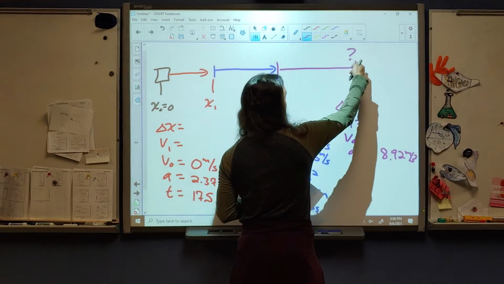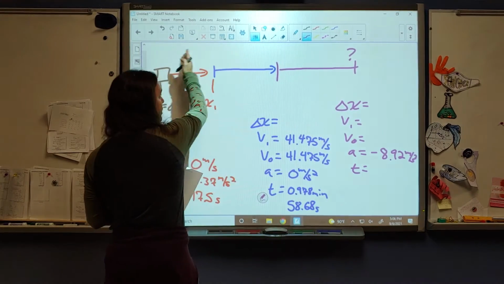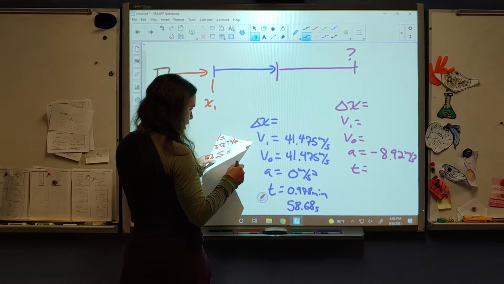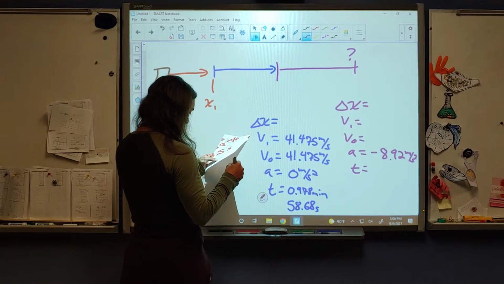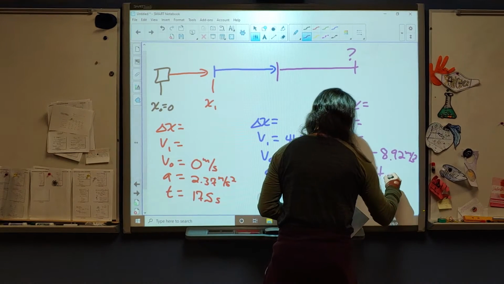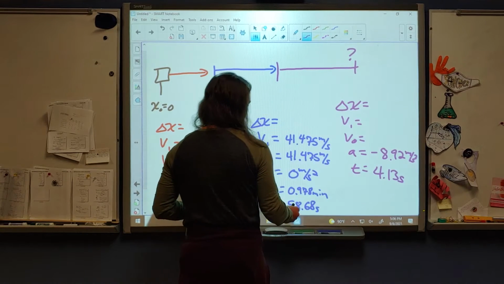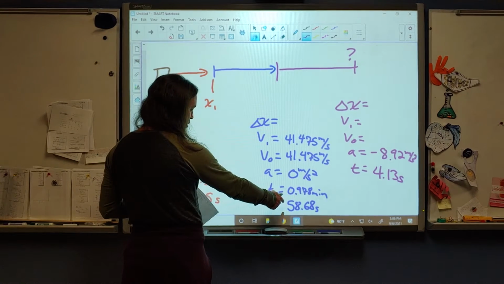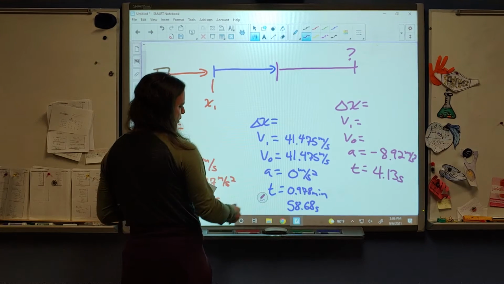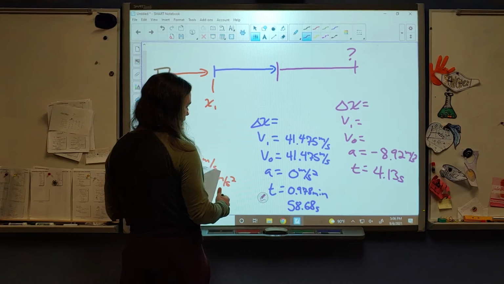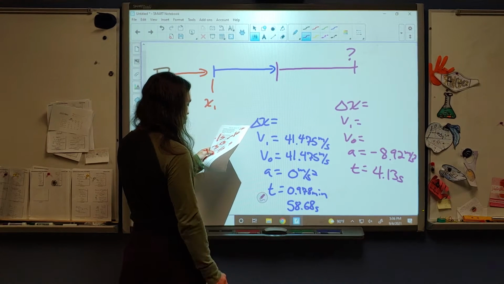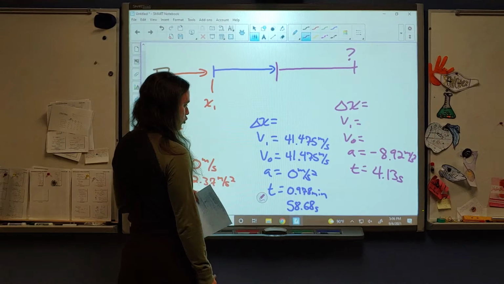We might have it where this starts backtracking some, and we might even end up way back over here. We'll find out. Constant negative acceleration of negative 8.92 meters per second squared for 4.13 seconds. I'm going to find that unlikely since in the middle section it was actually traveling for almost a minute. I have a hard time, although we'll find out, thinking that it's going to backtrack all that way in only 4 seconds, but we'll see. And the question is, what was the total displacement for the complete trip?